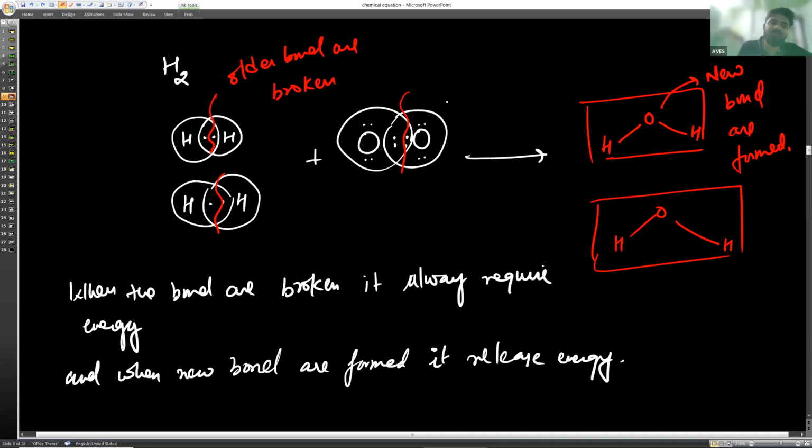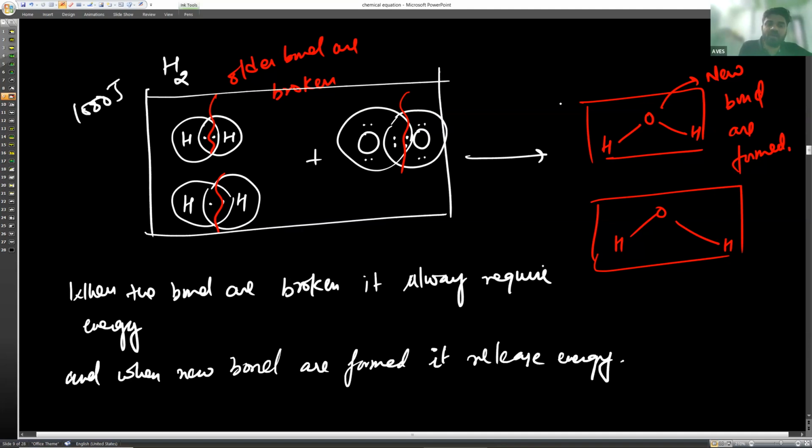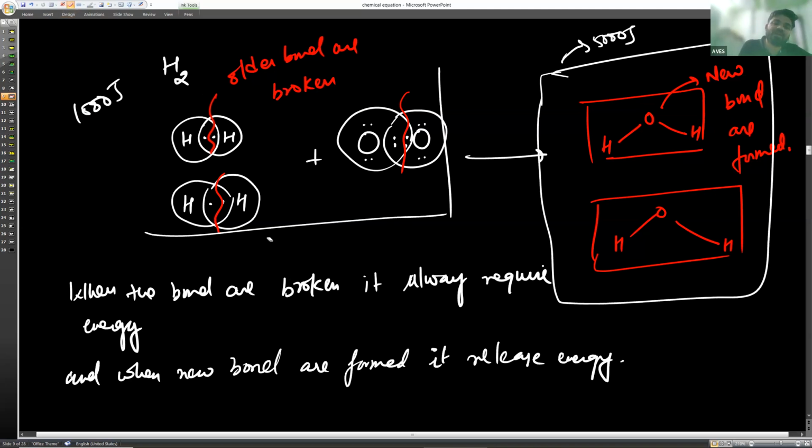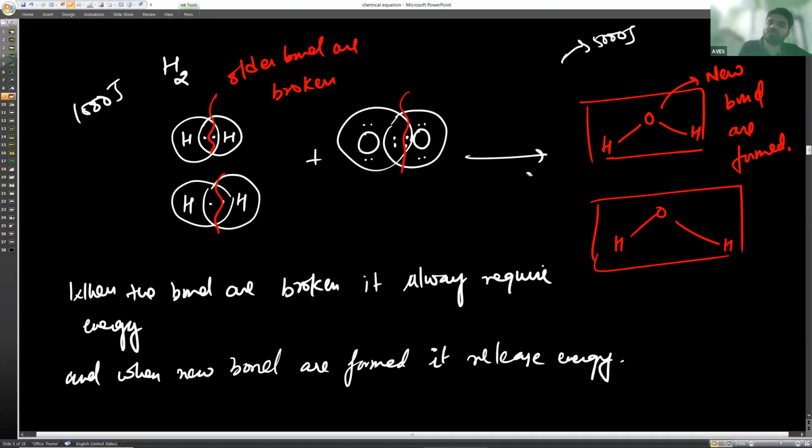For example, we give 1000 joule energy here to break these bonds, but here the released energy is 5000 joule. So we'll say that 4000 joule energy is a benefit. You understood? We give 1000 joule energy to break the bonds and the released energy is 5000 joule, so the energy given is less than the energy released. This is like a profit. Okay.